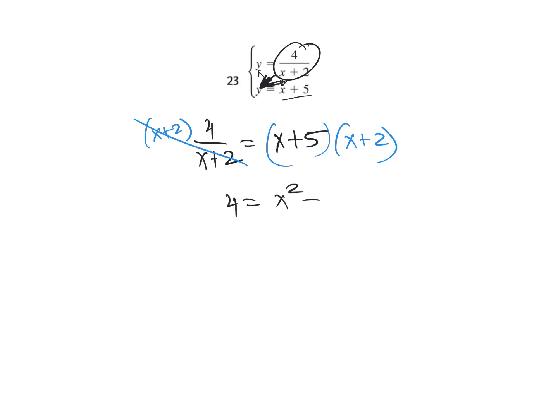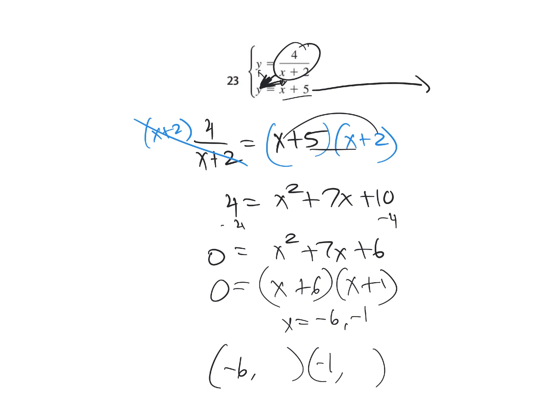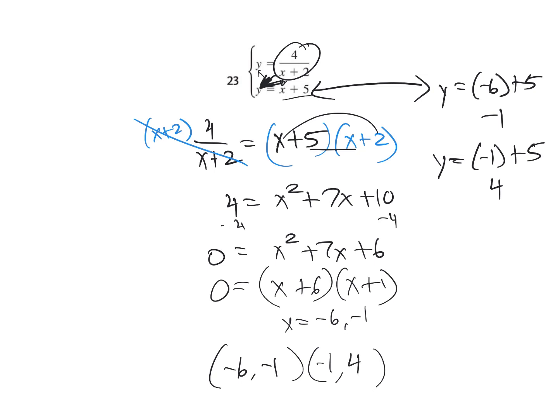And this is x squared. That's 5x, and 2x is 7x, and 10. Subtract the 4, and x squared plus 7x plus 6 equals 0. So x plus 6, x plus 1. So x is either negative 6 or negative 1. So let's substitute it into that equation. y equals x plus 5, that's negative 1, and y equals negative 1 plus 5, which is 4. All right, there you go.